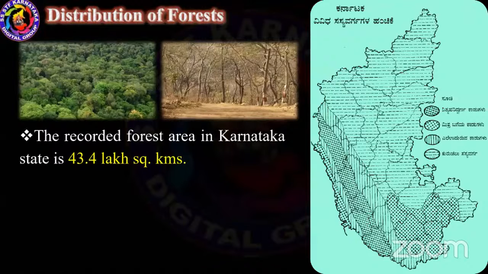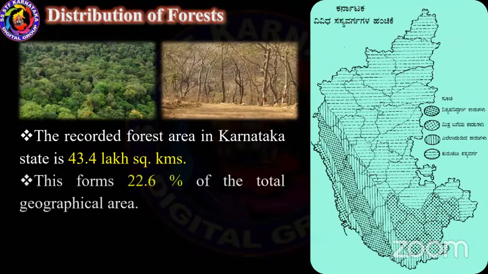The recorded forest area in Karnataka state is 43.4 lakh square kilometer. In the entire land of Karnataka, the 43.4 lakh square kilometer area is covered by forest. And this forms 22.6% of the total geographical area.